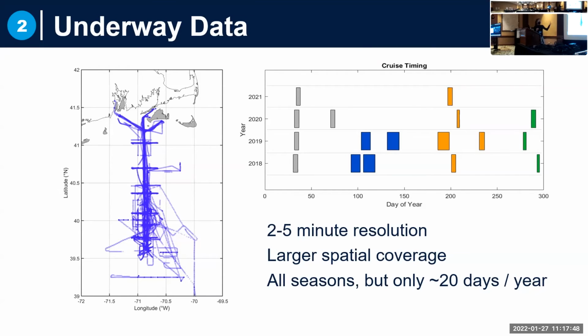And then on the left here, you can see that we can cover a larger spatial area. These are all of the cruise tracks of the 17 cruises in this work. And on the right, just a sense of the timing of when those cruises are. So colored by their season, we have the last 4 years. And you can see that we have cruises at all different seasons, but of course, each cruise is much shorter than our observatory data is. It's only about a week long, up to about 3 weeks. And so we have an average coverage of about 20 days a year.